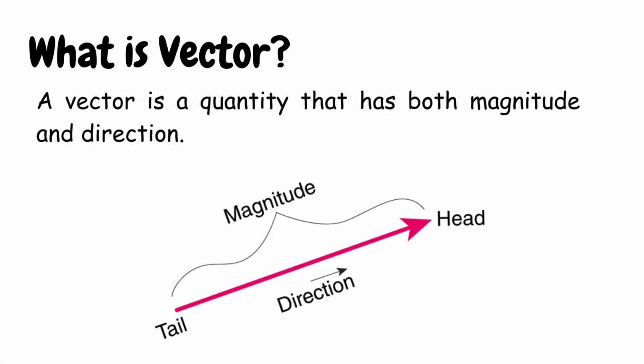What is a vector? A vector is a quantity that has both magnitude and direction. Unlike a scalar, a vector answers two questions. How much? And in which direction? Vectors are usually represented by arrows. The length of the arrow represents the magnitude. The direction of the arrow shows where the vector points.